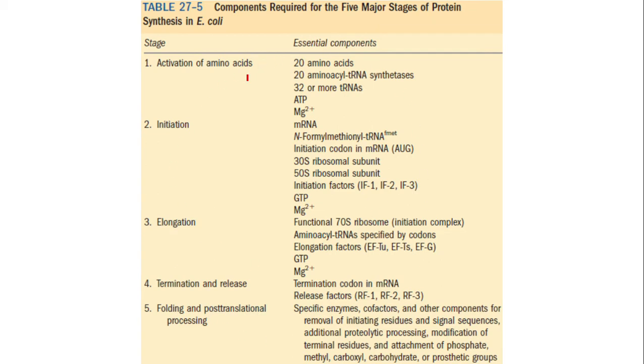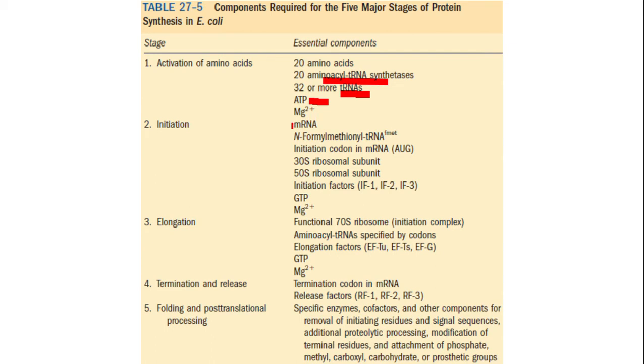For the activation of amino acids, what are the components required? Amino acids are required. Aminoacyl tRNA synthetases, the enzymes, are required. Actually, tRNAs are required, which carry the amino acids. ATP is required as the source of energy. Magnesium ions are required as the cofactor for the enzymes.